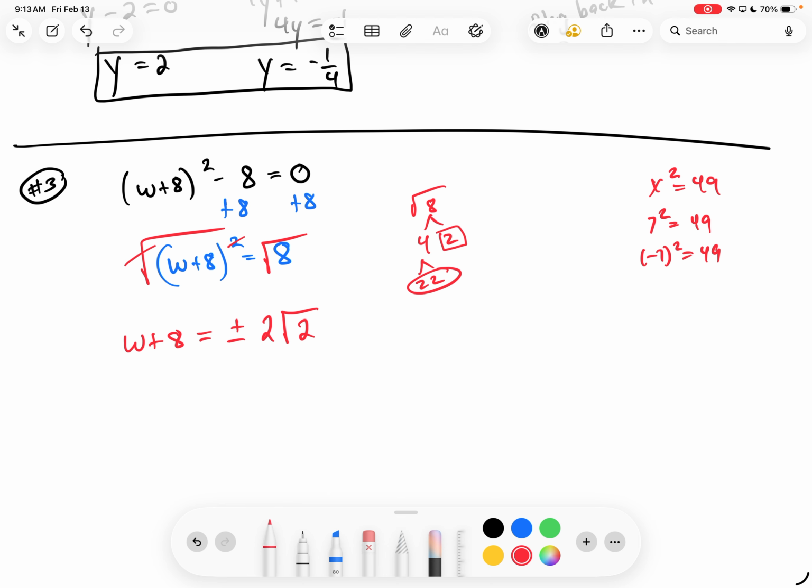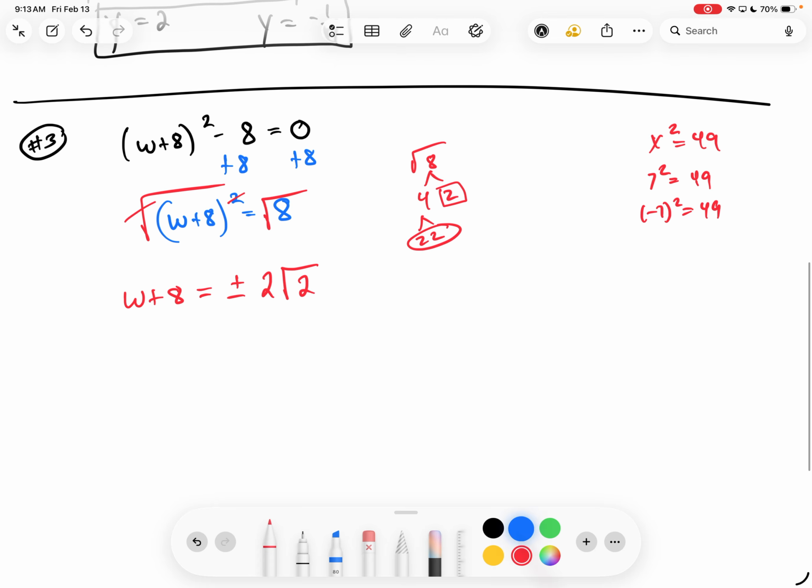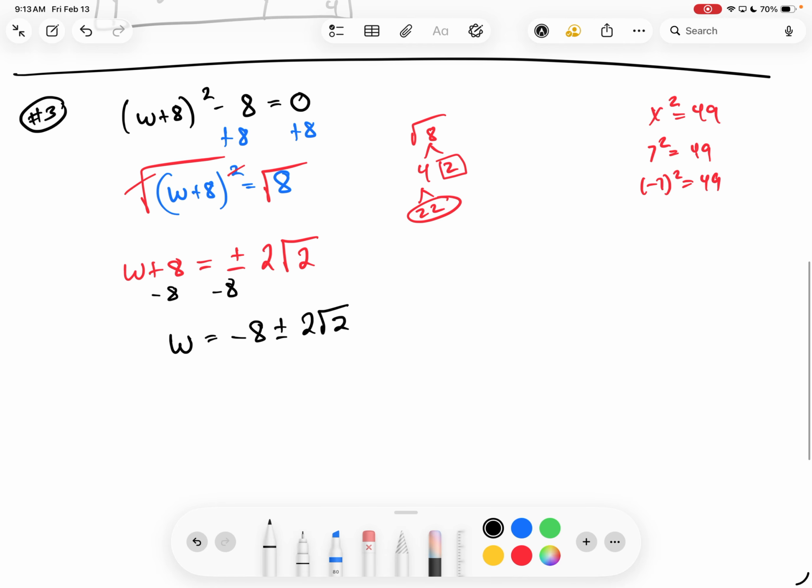Let me finish it, then I'll explain. To get w completely by itself, I subtract 8. So I have negative 8 plus or minus 2 square roots of 2. So in Alex, you actually have 2 answers. You have negative 8 plus 2 square roots of 2 and negative 8 minus 2 square roots of 2. The plus or minus means there are 2 answers. Just a quick way to write that.